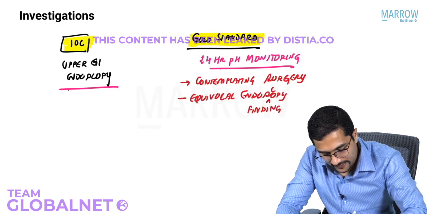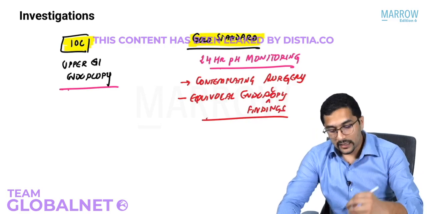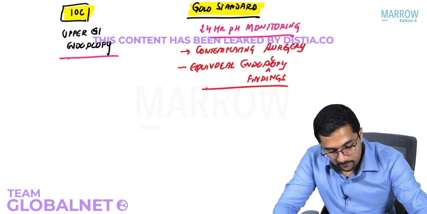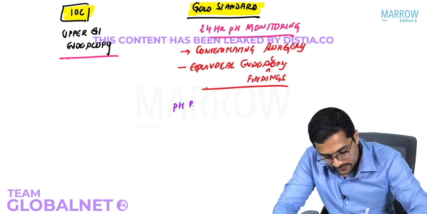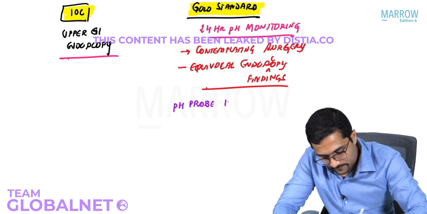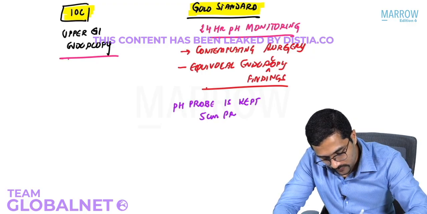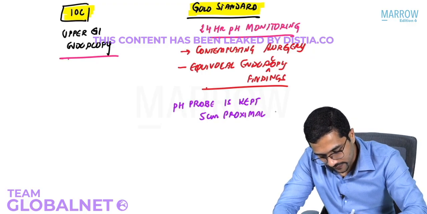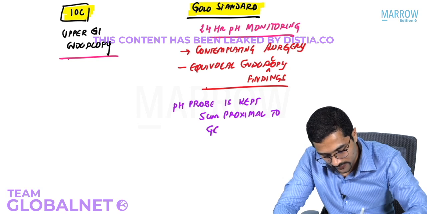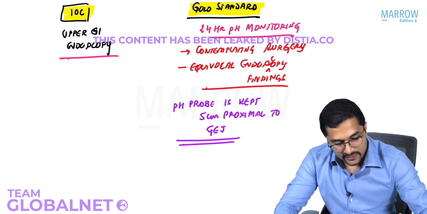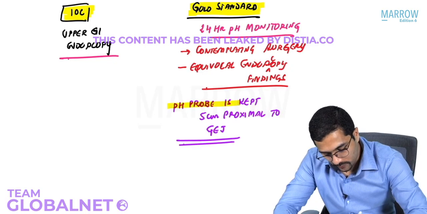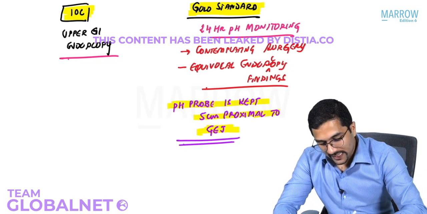That is when we carry out 24-hour pH monitoring. And in 24-hour pH monitoring, the pH probe, this has been asked in the exam, the pH probe is kept 5 centimeters proximal to the gastroesophageal junction. 5 centimeters proximal to the gastroesophageal junction is where we are going to keep the pH probe. Okay. And what exactly are we measuring?